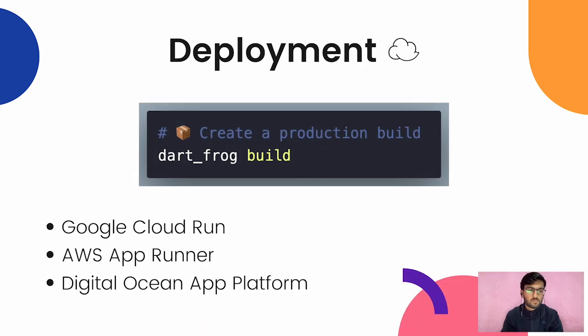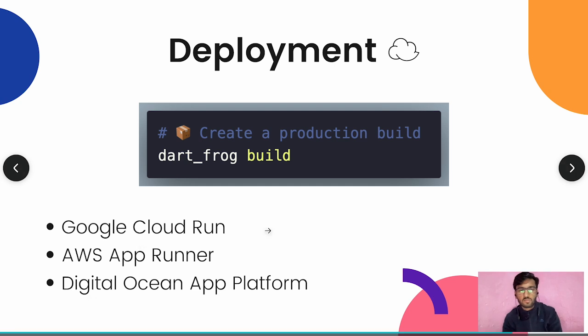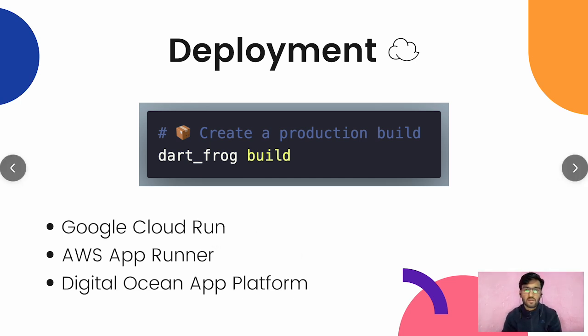Now, when it comes to deployment, deployment is pretty easy. We just have to use the dart_frog build command, and it will generate some files and folders inside our build folder with a Dockerfile as well. And we can deploy these files to three of the most popular platforms. One is Google Cloud Run, second is AWS App Runner, and third is the DigitalOcean App Platform. So in this way, we can deploy our backend as well.